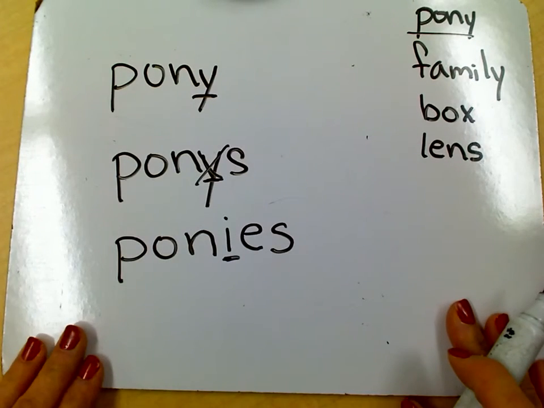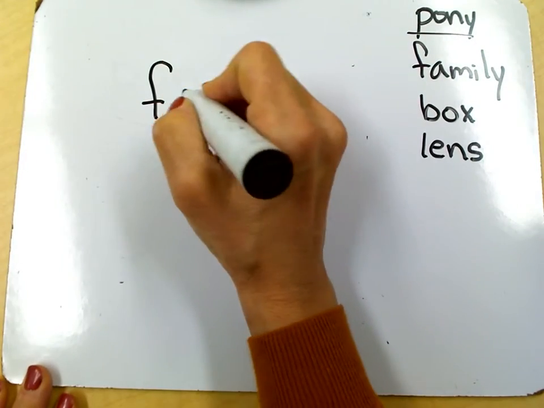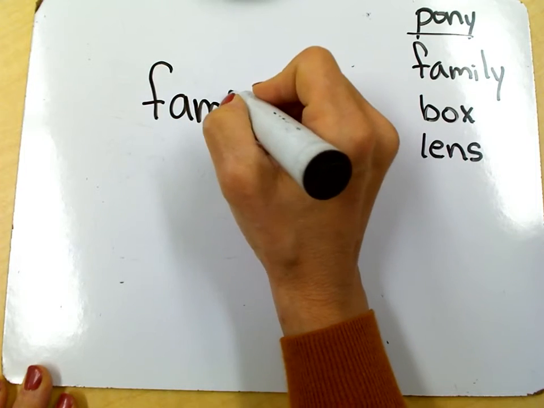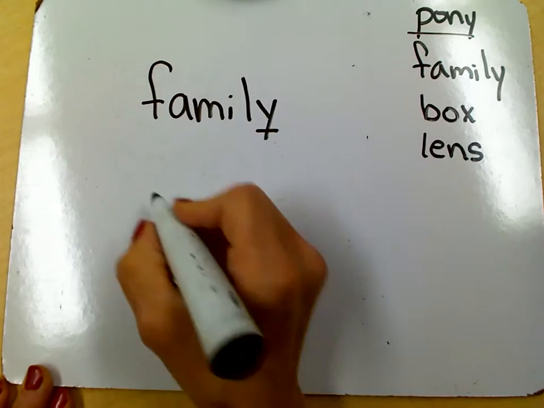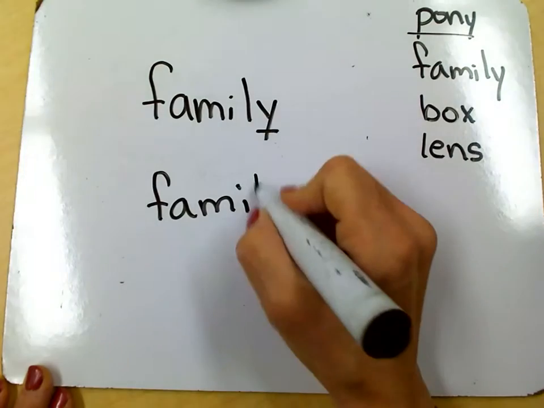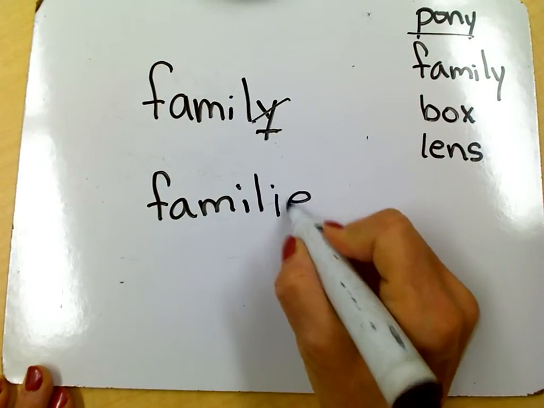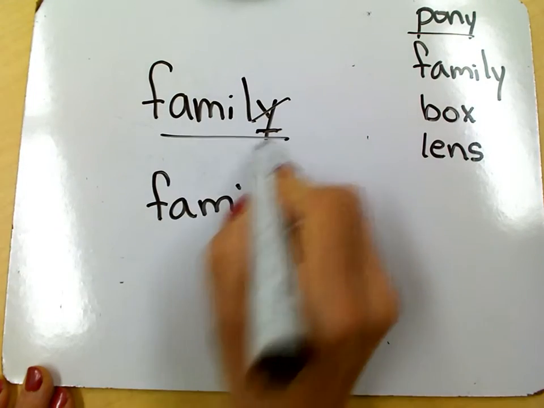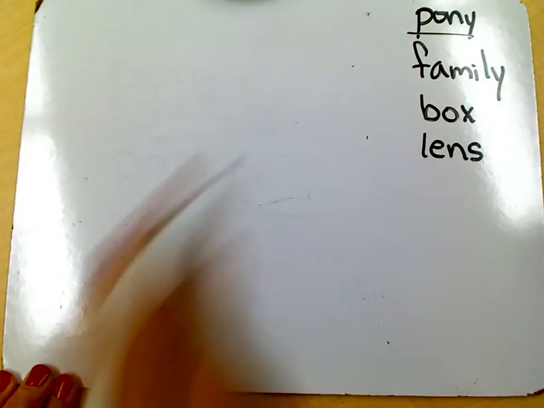If we look at the next one, let me just erase these for you. Family follows the same rule. F-A-M-I-L-Y. It ends in that little Y again. So a magic thing's going to happen again. I take family and I go right up to where I see the Y and I stop. And I take off the Y, I change it to an I and I add E-S. So now family, the singular form, becomes plural, many families, when I take off the Y, change it to an I and add E-S.